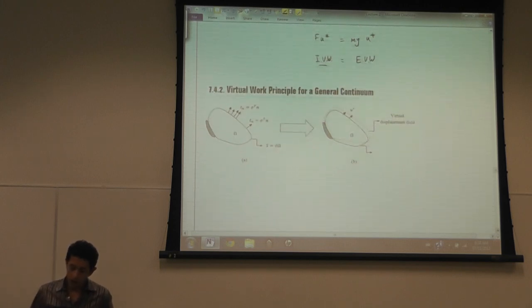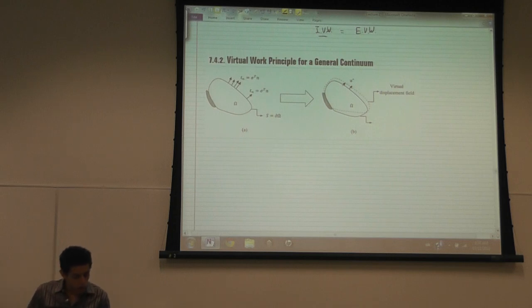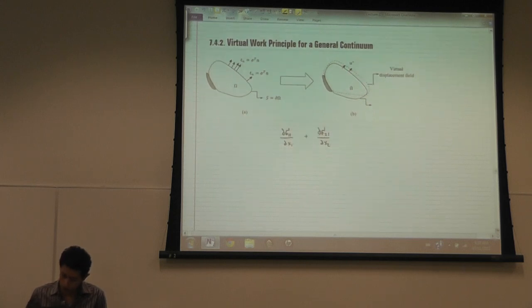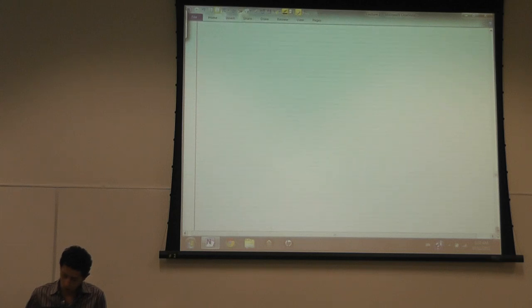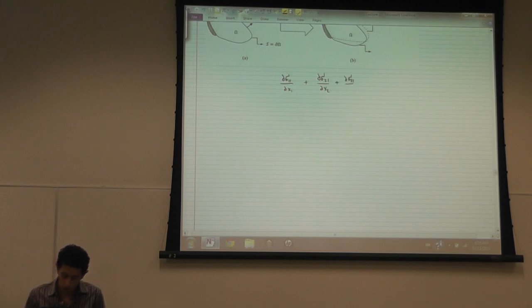Now, the same principle applies for a continuum. So let's now do the equations for a continuum. The equations for a continuum state the following. Partial sigma 11 over partial x1, plus partial sigma 21 over partial x2, plus partial sigma 31 over partial x3, plus rho b1 is equal to 0. And another equation is equal to 0, and a third equation is equal to 0 as well.